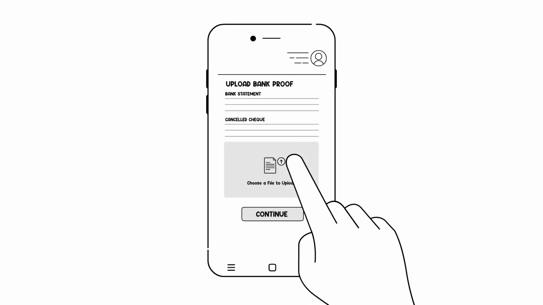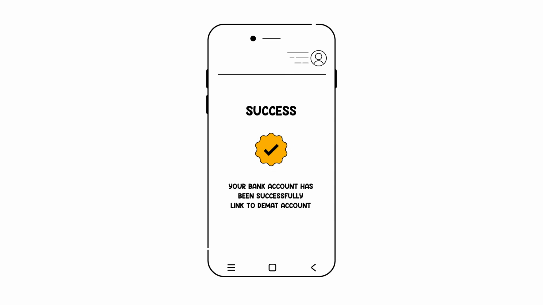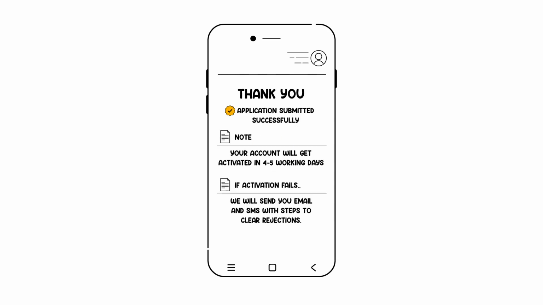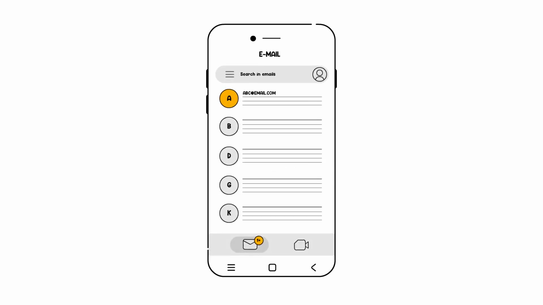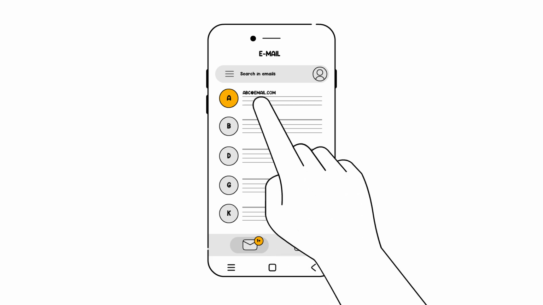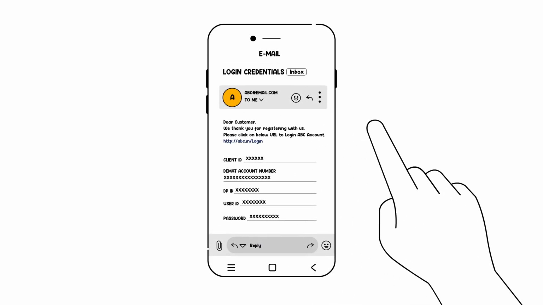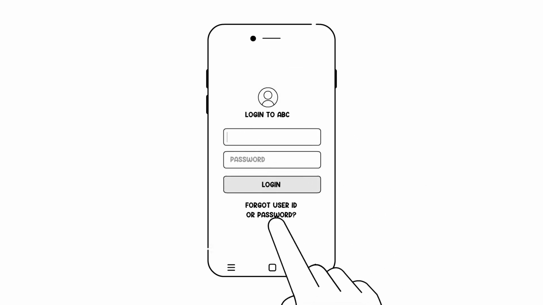After all the documents are verified, your trading and Demat accounts will be activated. Your broker will send you client ID and trading account number and login credentials for the broker's trading platform. Log into the broker's platform and start trading in stock market.